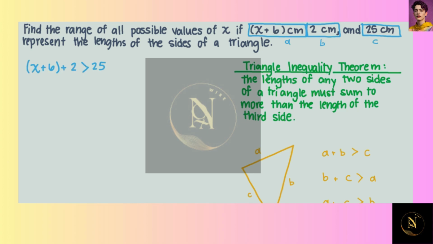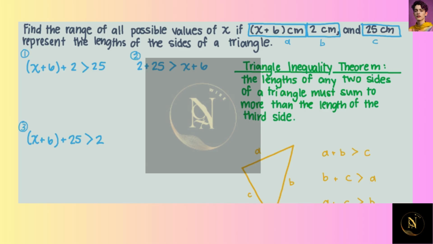That means we need to say that x plus 6 plus 2 must be greater than 25. That's our first inequality. 2 plus 25 must be greater than x plus 6, which is our second inequality. And x plus 6 plus 25 must be greater than 2, which is our third inequality.